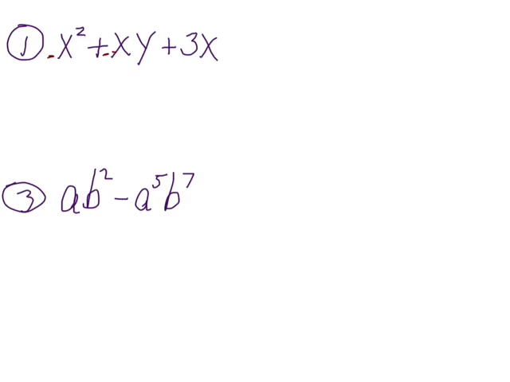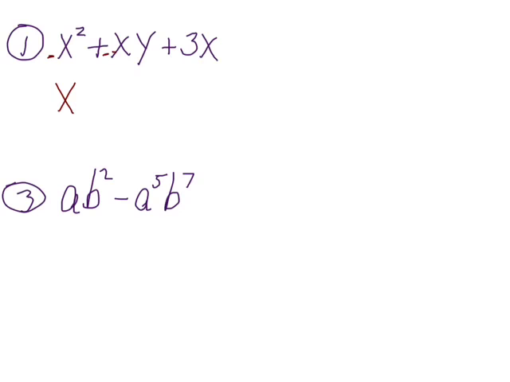Now I go to the variables. So I go to the x's. It looks like I have x squared, so that's x times x. So there's 2 x's in the first term, 1 in the second term, and 1 in the third term. So the most that I can take out of all 3 terms is 1x. So I'm going to put an x there.